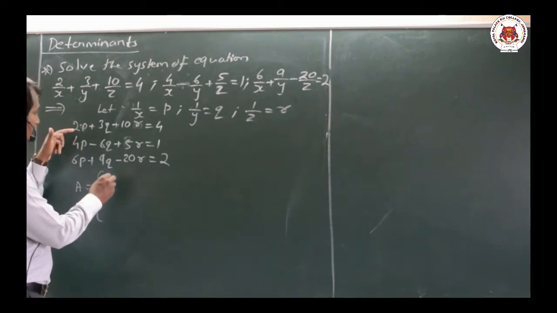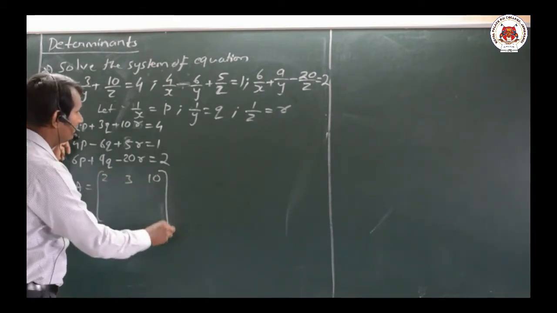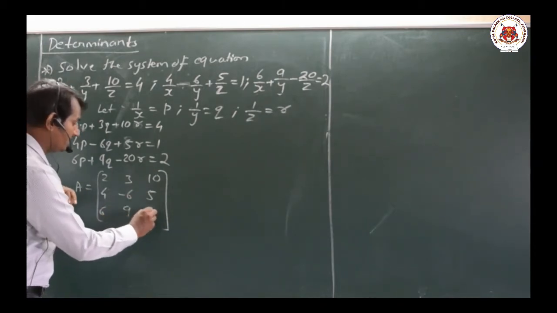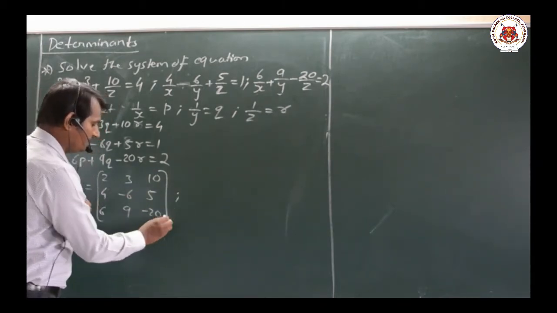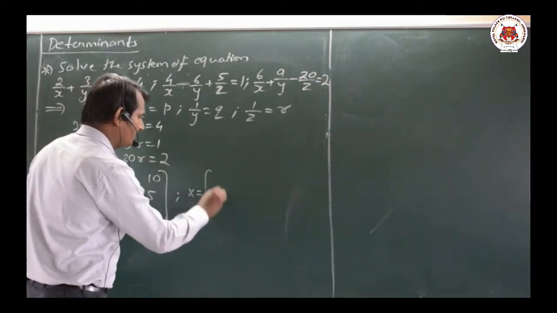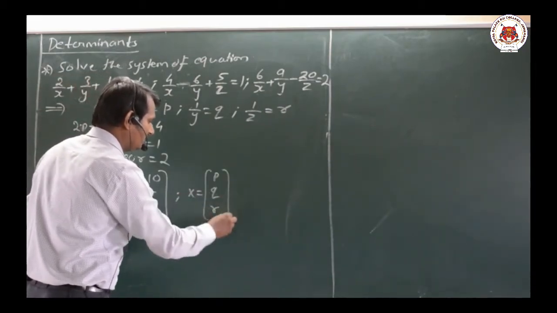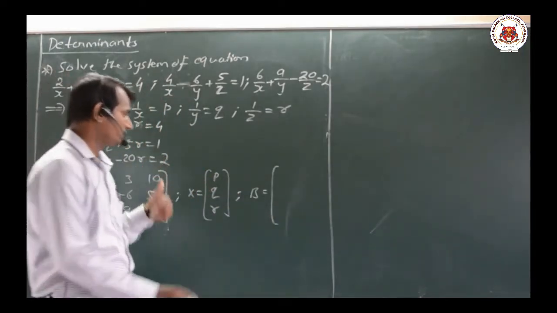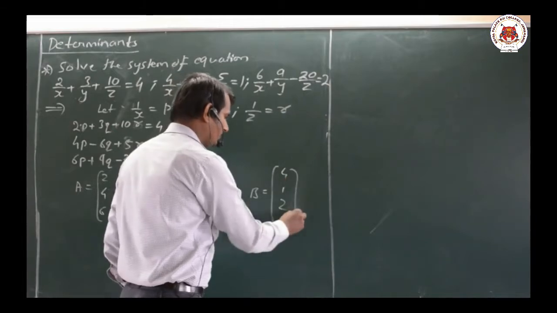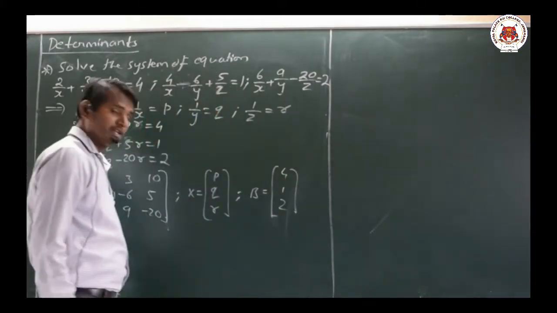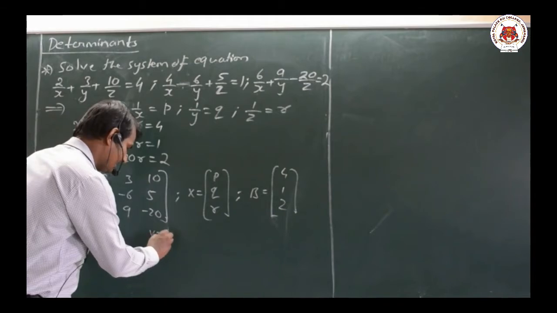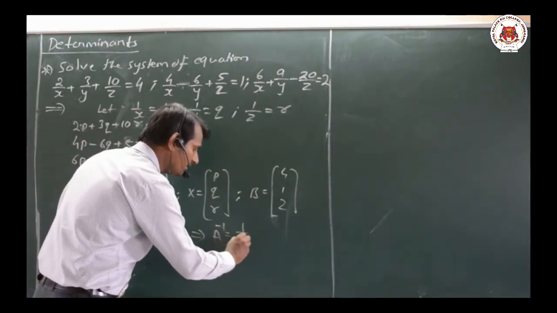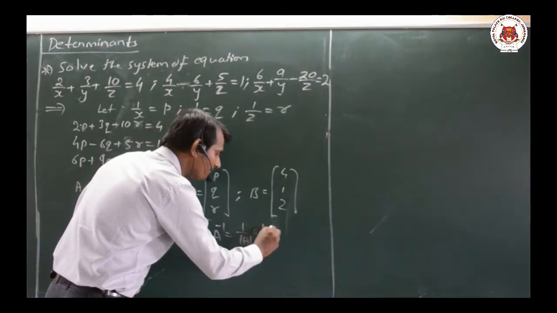Now we will write the A matrix, the coefficients: 2 3 10, next 4 -6 5, next 6 9 -20. The X matrix will be p, q and r. The matrix B is the right-hand side values 4, 1 and 2. Now we require to find X. X is nothing but A inverse into B. A inverse is 1 divided by determinant of A into adjoint A.